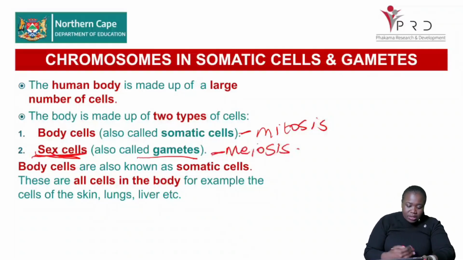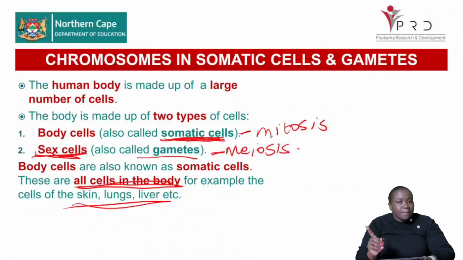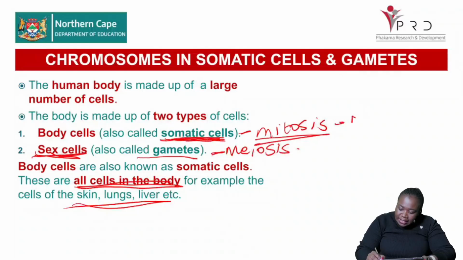Right? So these body cells, which are also known as somatic cells, are the cells that we find throughout the body. So in your skin, in your lungs, in your heart, in your liver, all over your body, you are going to find these body cells or these somatic cells. And another thing that you should remember about somatic cells is that because they are made or produced via mitosis, it then means that they are identical.